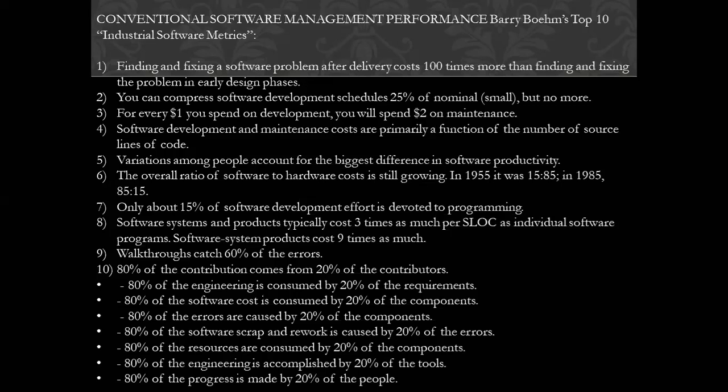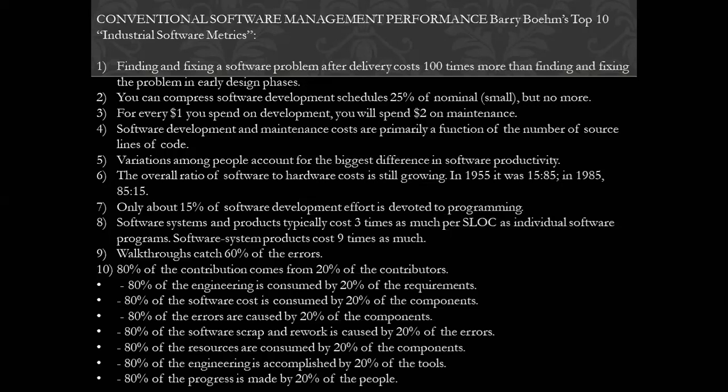You can compress a maximum of 25% of the software development schedule. More than that, you can't do. So it is very understandable. For every $1 you spend on the development of the project, you will spend $2 on maintenance. That means double of it. As much as you spend on the development of the software, you will spend double of it on its maintenance. The reason being the technology changes coming up in the market, or the changes in customer needs. Okay, I will not go too much into the detail of all these points.